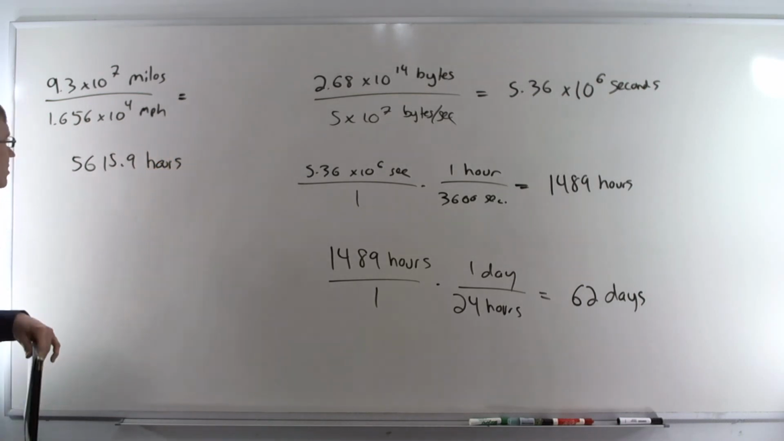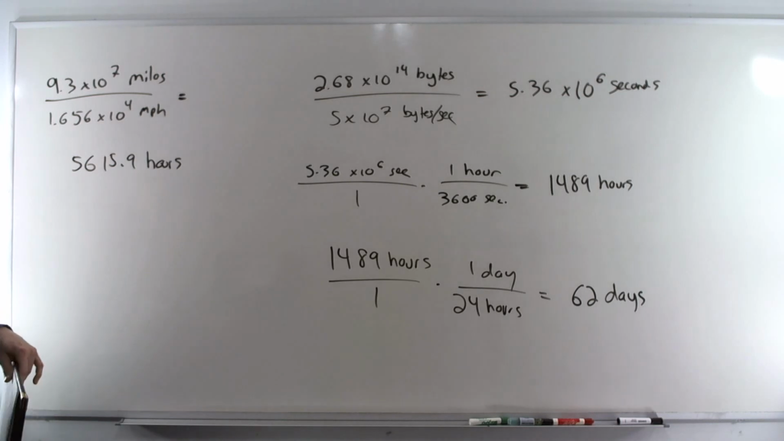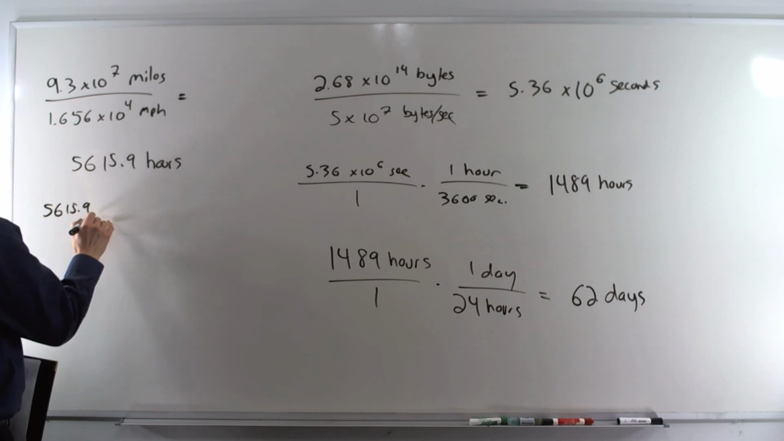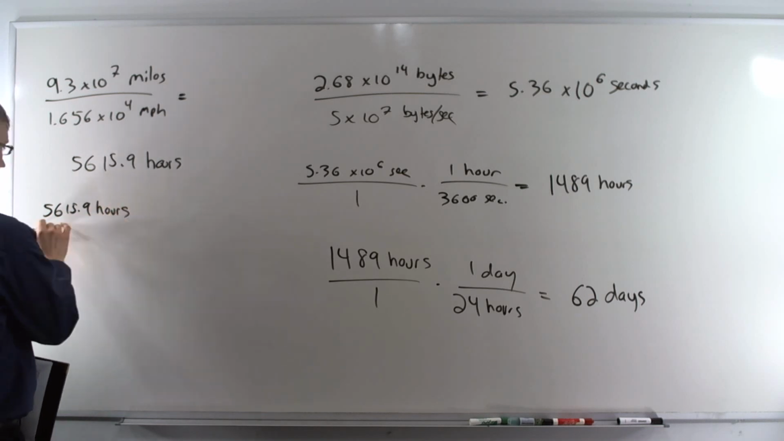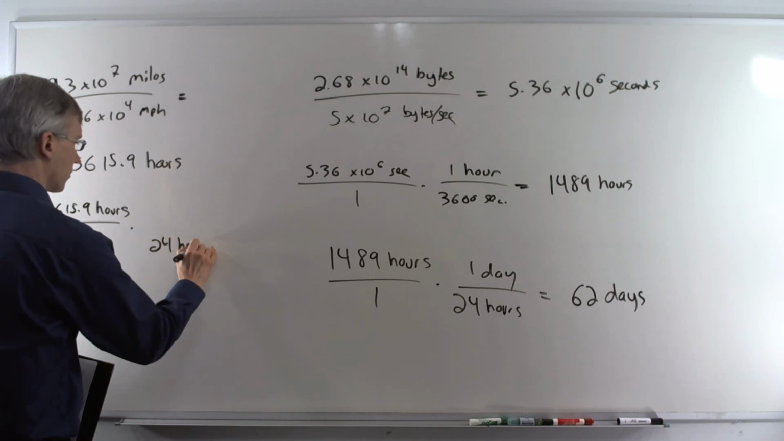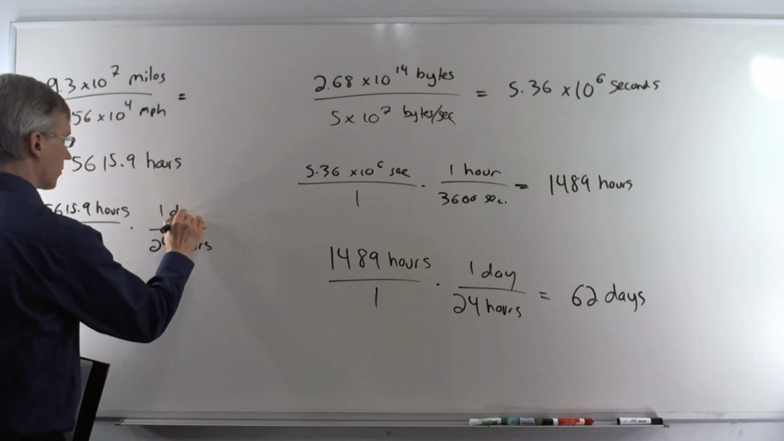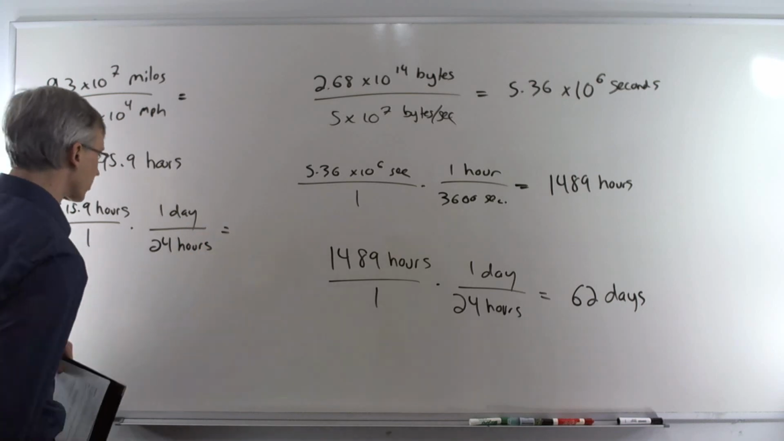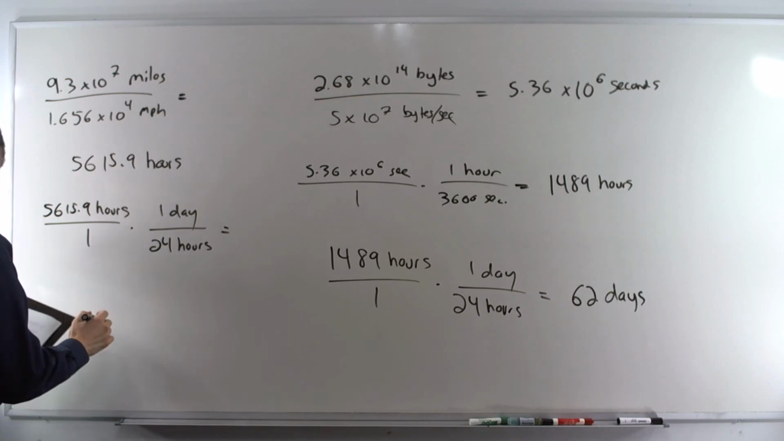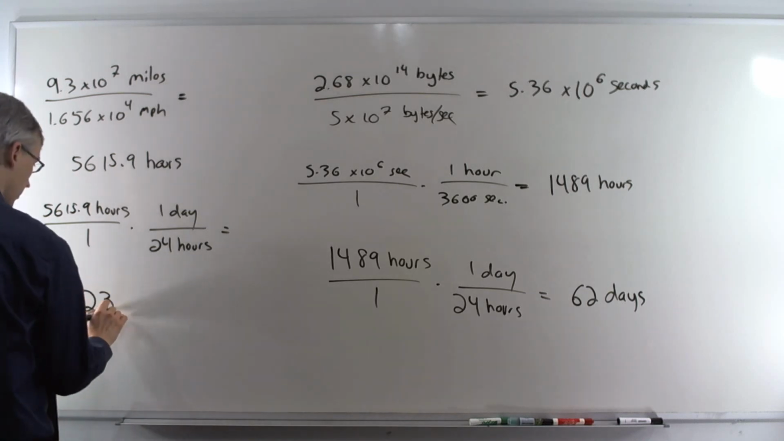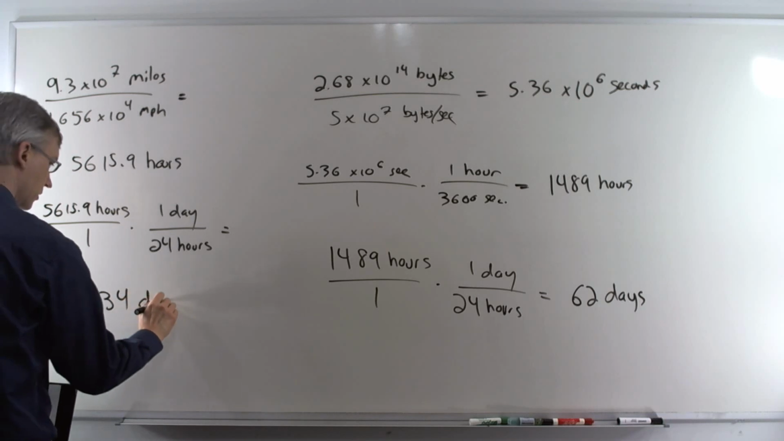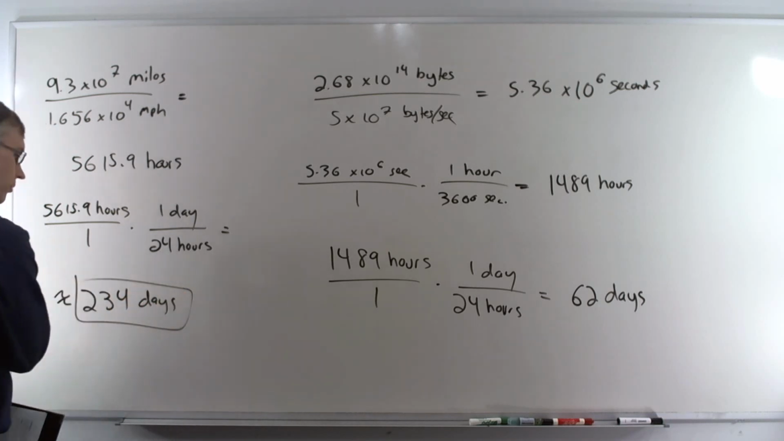We get 5,615.9 hours. So let's see how many days this is. All right, there's our conversion factor, 24 hours in one day. Take 5615.9 divided by 24, and we get approximately 234 days.